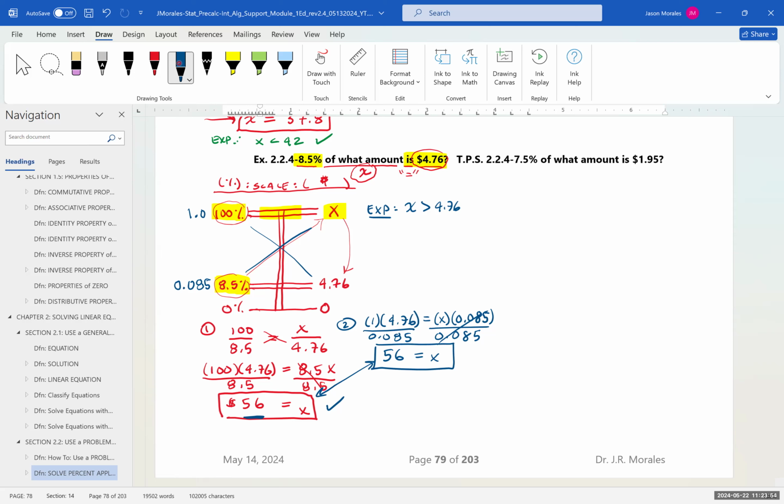Okay, so try following this as a model with this think, pair, share. The answer you should get is x equals 26 or $26.